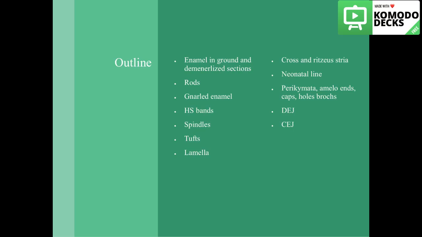Then we will talk about the incremental lines that are seen in the enamel, which we call the cross striations and the striae of Retzius. Also, we will talk about some phenomena that we can see on the surface of the enamel, like the perikymata, the caps, the focal holes, the brochs, and the ameloblast ends. Finally, we will see some histological slides about the dentino-enamel junction and the cemento-enamel junction.